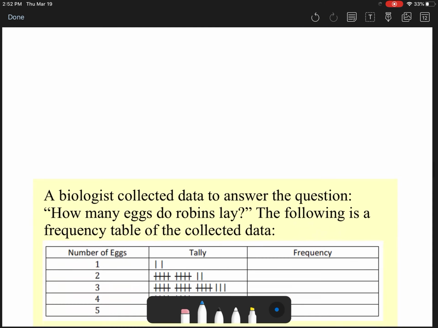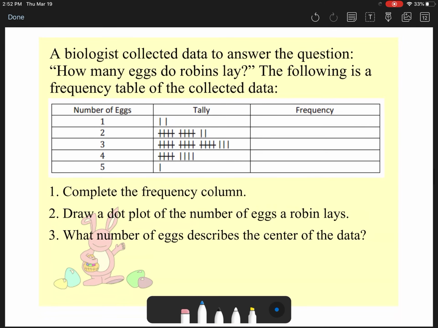Moving on to the next slide. Let's take a look here. A biologist collected data to answer the question, how many eggs do robins lay? The following is a frequency table of the collected data. Okay, so I'm pretty sure you guys are familiar with this from elementary school. All right, here we have a frequency table.